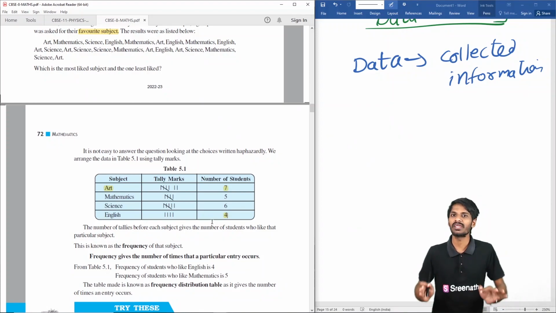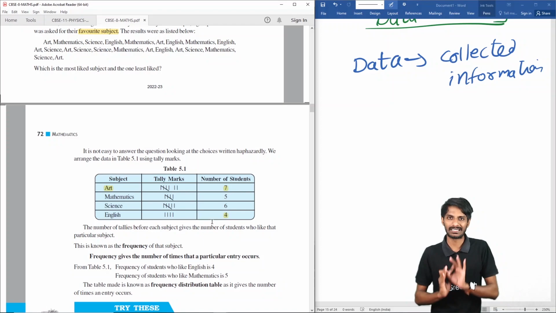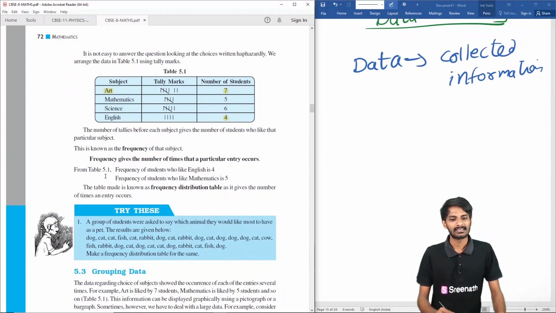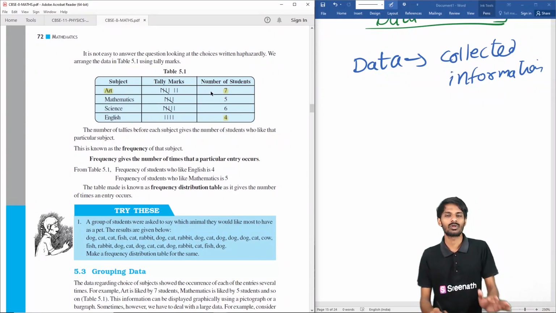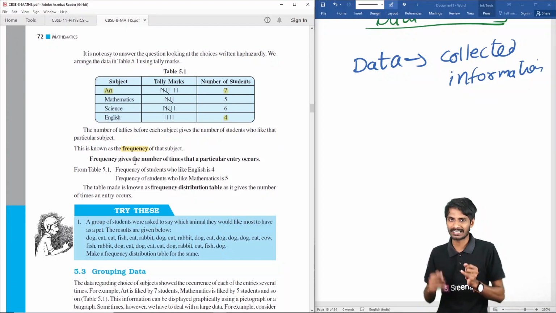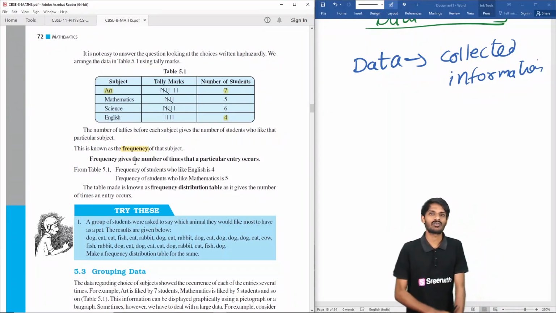So that's why we need to organize the data in a better way, in the best way, students. Okay, like that. So here the number of students is called the frequency of that subject. How many times does it repeat? Frequency tells how many times it repeats. It is the frequency. Okay, students.